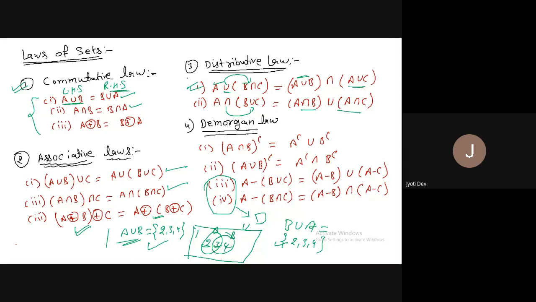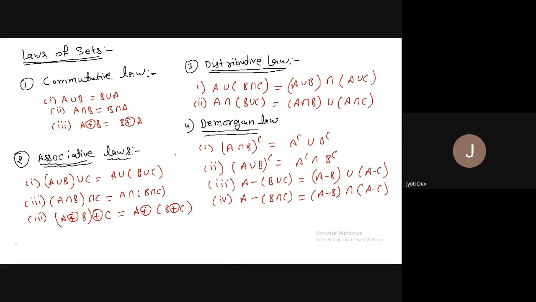Okay, there are two more properties of the distributive law, that you are distributing the set difference operation over the union and over the intersection. You can write like this also. So you get the same result, either you write like this or you write like this.